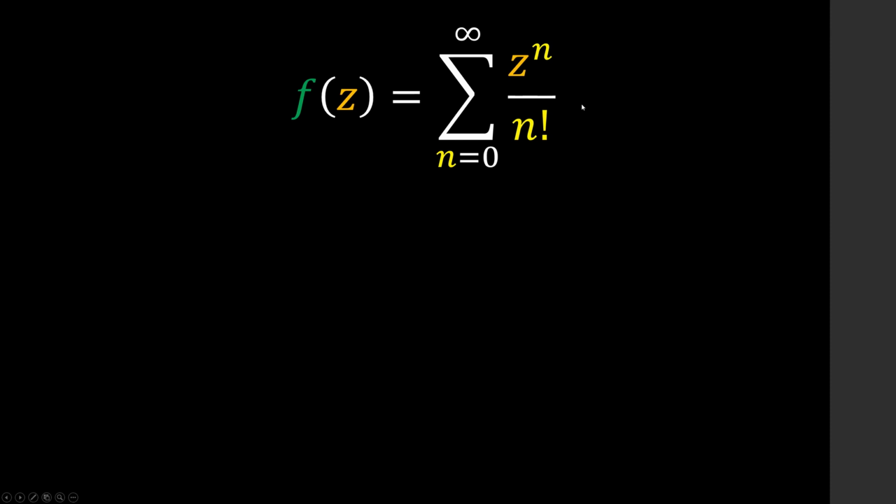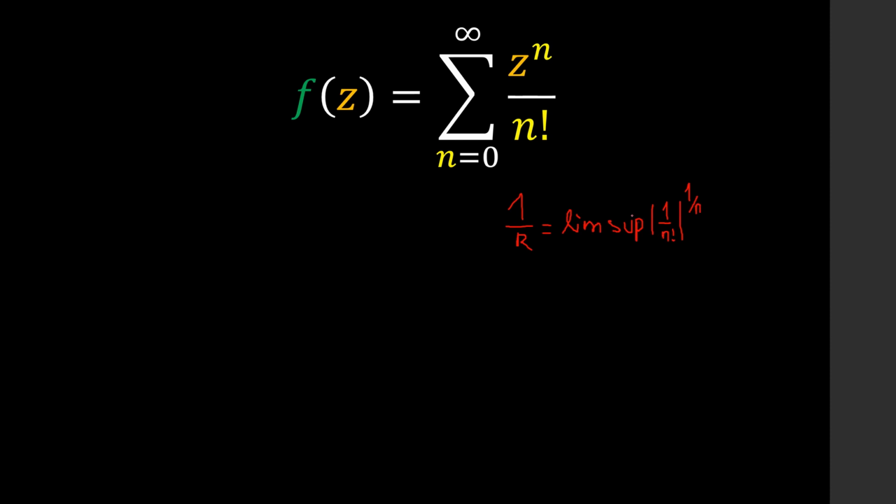Because if it doesn't converge, then there's no point thinking about it at all. So for us to see if it actually converges, we're going to have to look at the Cauchy-Hadamard formula. If you remember, it basically says that 1 over the radius of convergence is equal to the lim sup of, in this case, the absolute value of 1 over n factorial to the 1 over n, as n tends towards infinity.